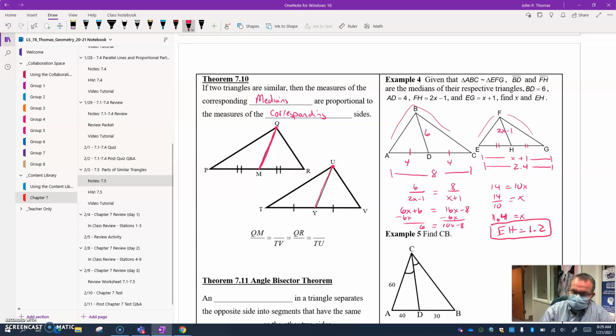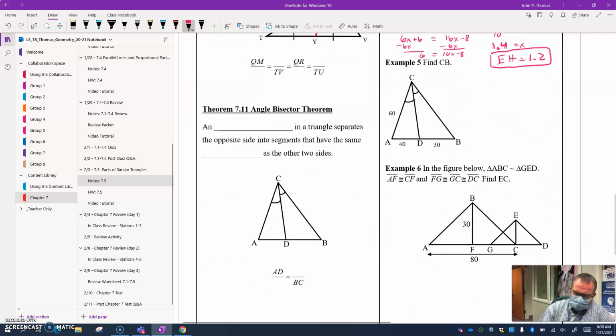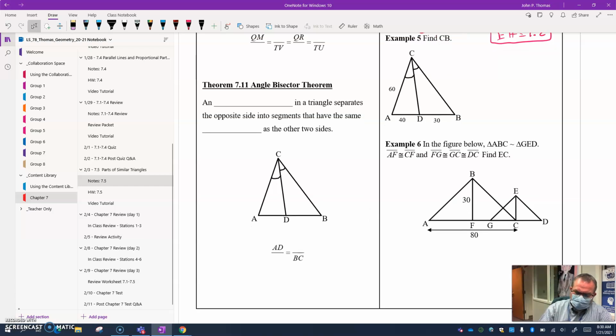And again, to me, that's going to be the quickest route through this one. There are some other options that we could take if we wanted to, but I think that's going to be the quickest route to go. All right, and then last but not least here, we've got the angle bisector theorem. All right, so this one is actually a little different.